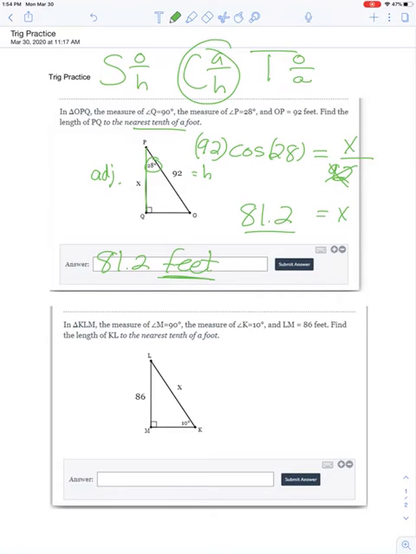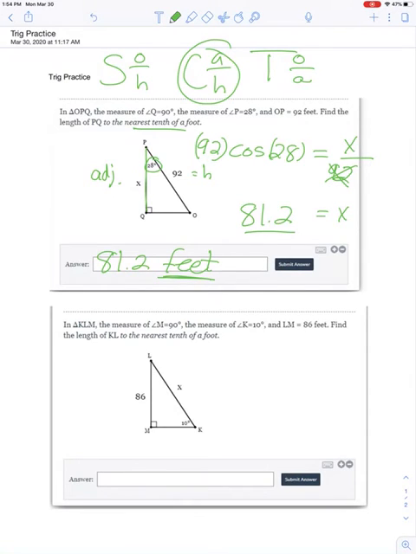Alright, let's look at the second one that I've selected here. In triangle KLM, the measure of angle M is 90 degrees, the measure of angle K is 10 degrees, and the line segment LM is 86 feet. Find the length of KL to the nearest tenth of a foot.